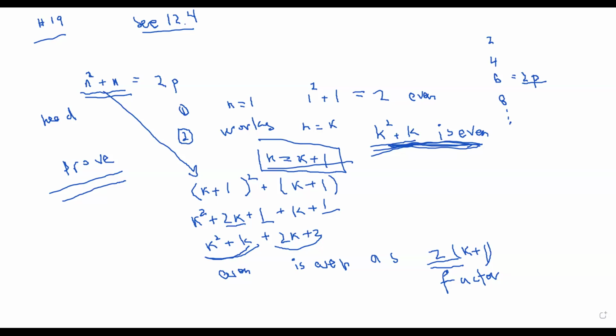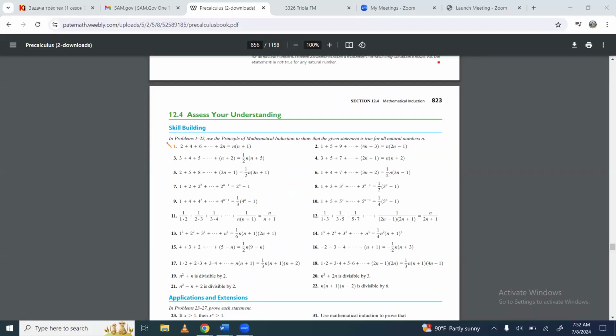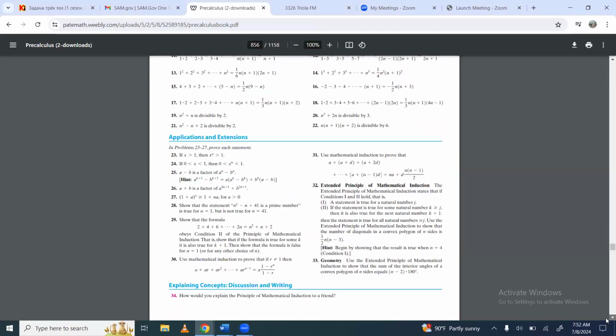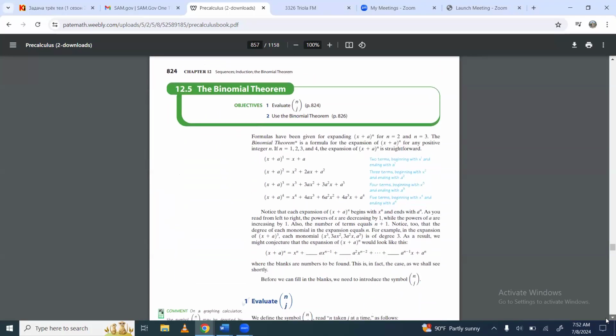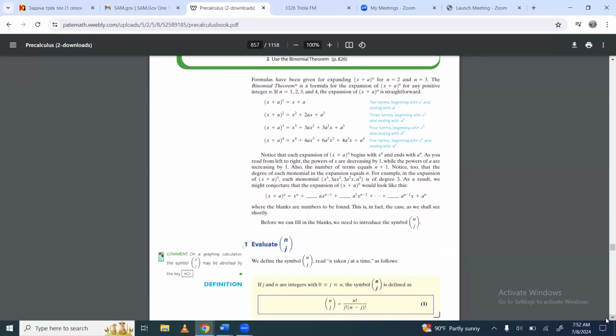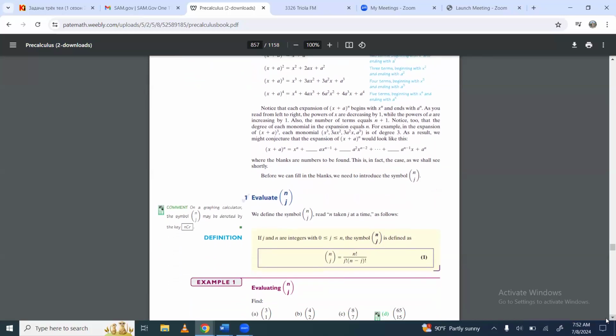So let me go back to the textbook, and that was a very good question about the final. Actually, it's great that you're here, so we don't have much time left. So section 12.5 is the so-called binomial theorem, where we are using a special symbol for it called combinations. And this symbol, combinations, has been discussed in the next chapter, actually.